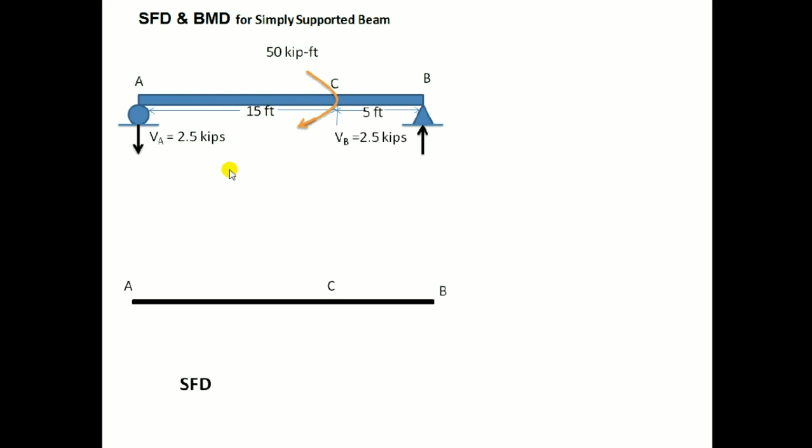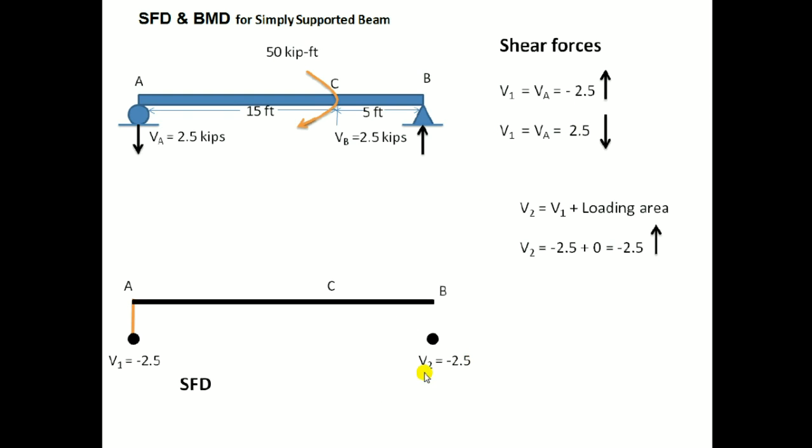Now I will draw the SFD diagram. This is V1, which is equal to VA, minus 2.5. It is downward, so it is taken as minus 2.5. And V2 is also minus 2.5. We can find this by the previous shear plus the loading area. Here from A to B there is no loading area, no UDL or UVL acting, so the loading area is 0, so V2 is also equal to minus 2.5, and no shear force is changing between A and B because no load is acting between A and B.